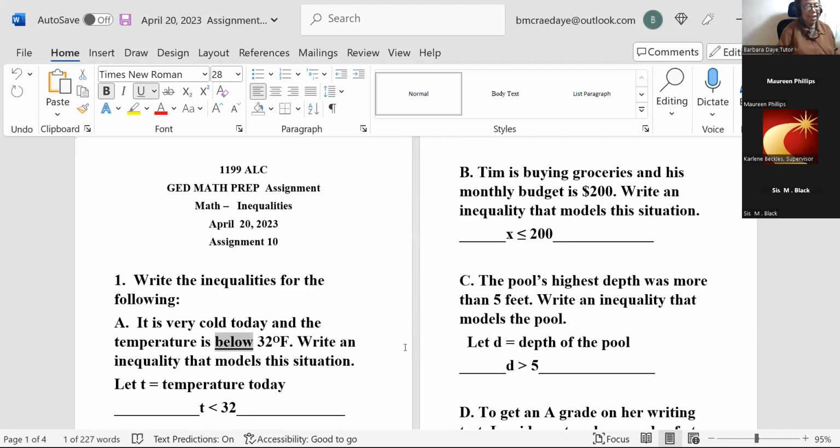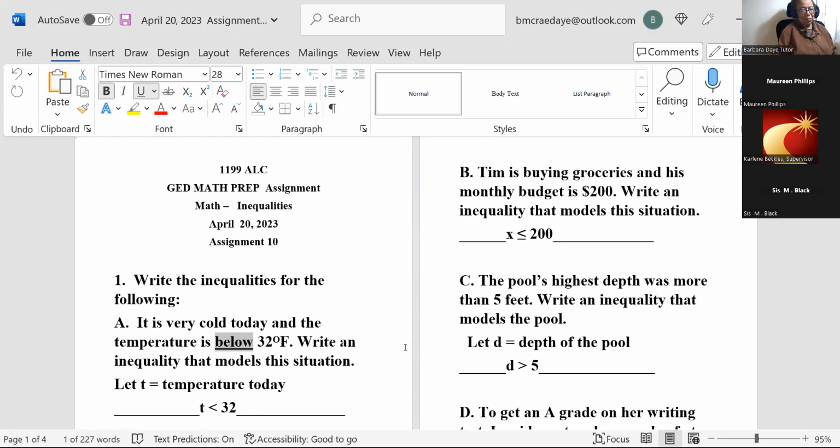So number 1 is T is less than 32. That's the answer. If I said it's warmer today than it was yesterday, the temperature is above 30 degrees, then we'll say T greater than 30. Above means greater than. Now go to B, Mercedes. You read it and see if you understand the answer.